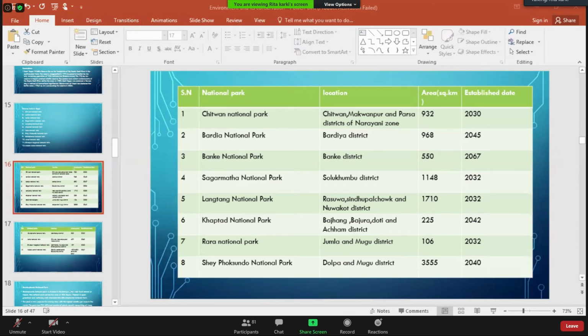It was established in 2030 Vikram Sambat, and it occupies an area of 932 square kilometers. It lies in three different districts of Narayani zone: Chitwan district, Makwanpur district, and Parsa district. It is the oldest national park, and it is the habitat of a larger number of species. Especially, it protects very rare species of animals.